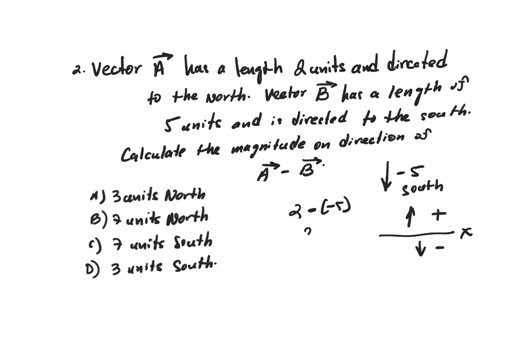This becomes 2 plus 5, 7. So magnitude will be 7, and we know that our 7 is positive, so it's moving towards the north. So the answer will be 7 units to the north. So it will be B.